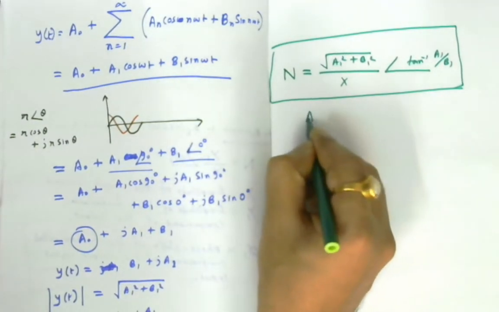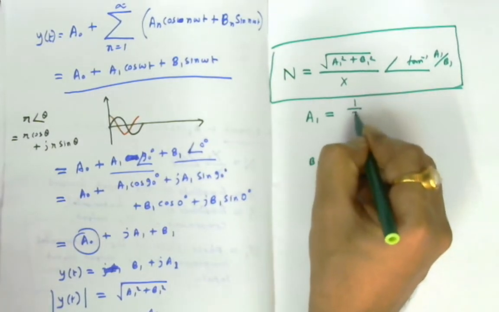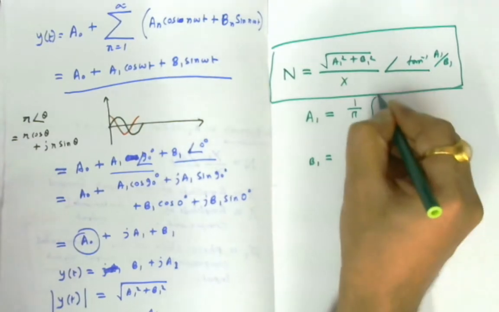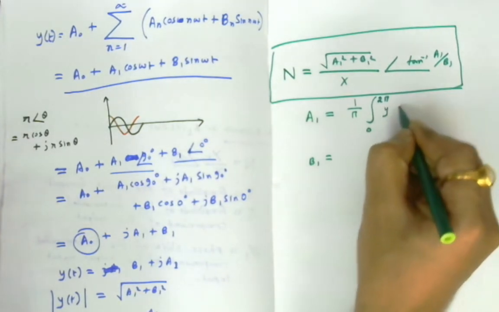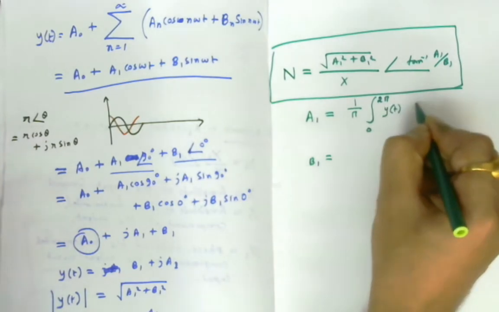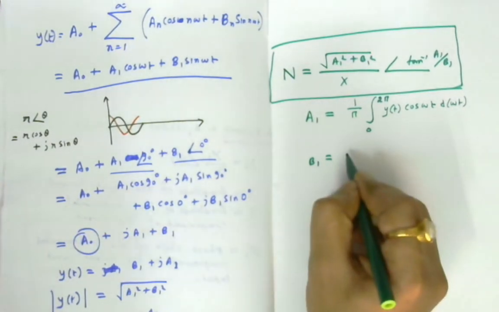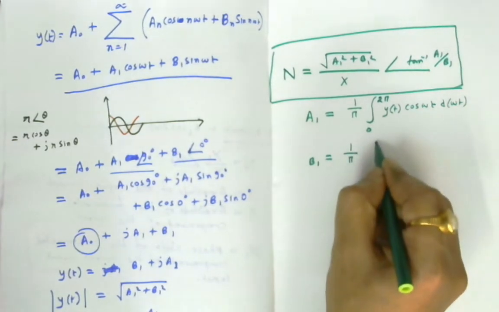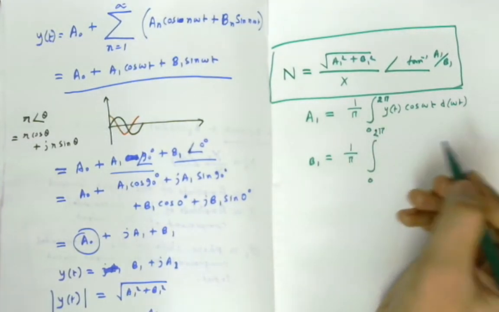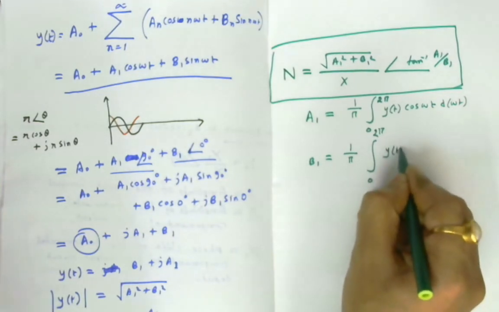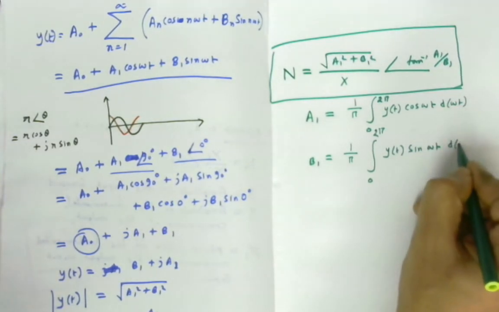Now from the Fourier series, what is the value of a1? And what is the value of b1? a1 is nothing but 1 by pi integration 0 to 2 pi y(t) cos omega t d omega t, and b1 is another constant, which is 1 by pi integration 0 to 2 pi y(t) sin omega t d omega t.